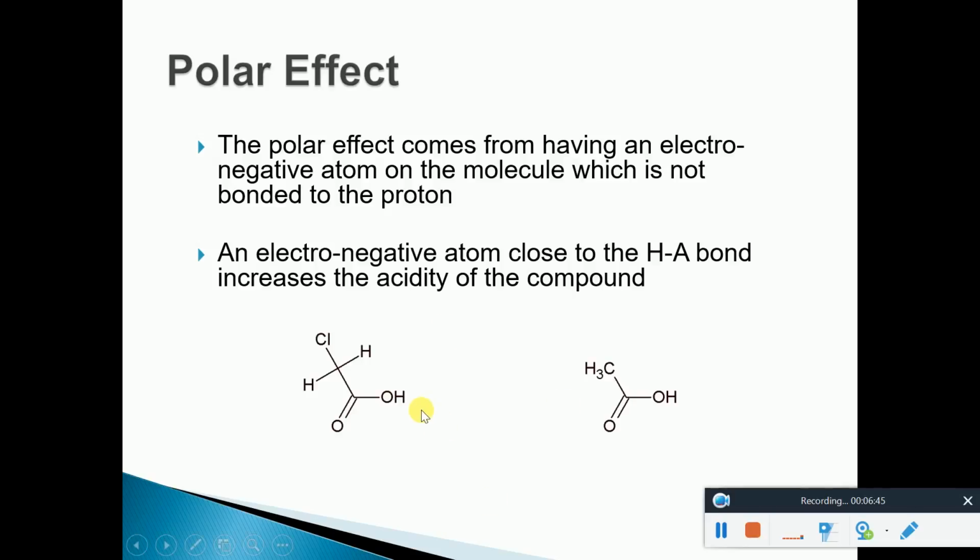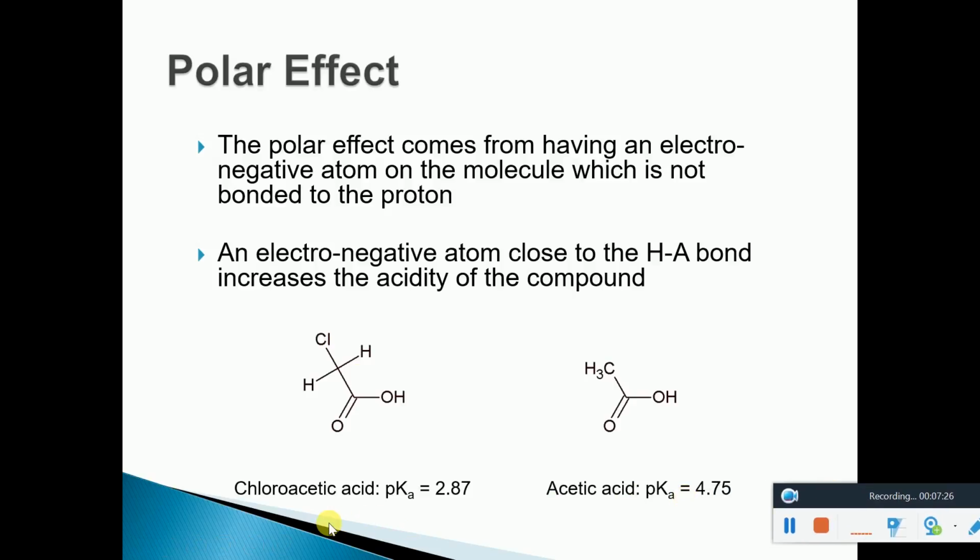So here we have a hydrogen attached to a carbon, remember, and we have a hydrogen attached to oxygen. The hydrogen attached to the oxygen is going to be more easily abstracted than these. This is going to be the acidic hydrogen. Same here. We're comparing a very similar molecule, except that instead of having 3 hydrogens on this carbon, there's a chlorine. Chlorine is an electronegative element, and it's going to induce the polar effect on this molecule, and this one will not have it.